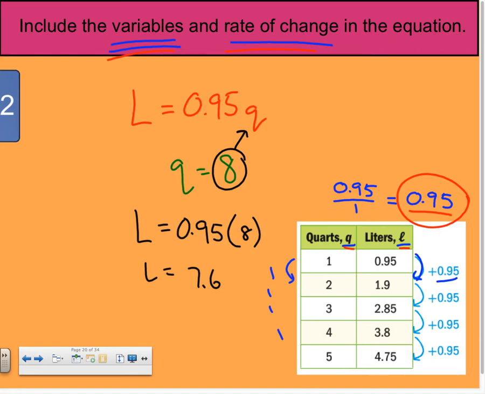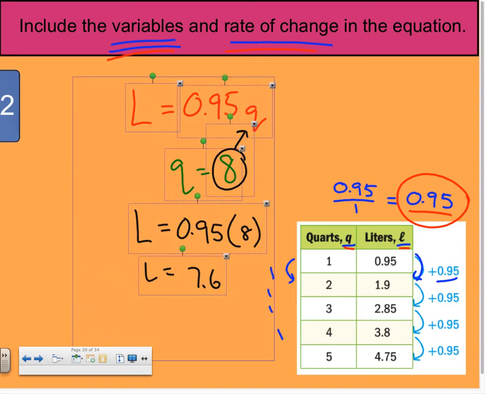So let's recap what we were able to do. We were able to take this table, identify the two variables, Q for quarts and L for liters. We were able to find the rate of change, otherwise known as the slope, or the change in y over change in x. We found out that that was 0.95, and we realized if I take the number of quarts and multiply by 0.95, I will get the number of liters. So I was able to put that into the equation, L equals 0.95 Q. And now that I have an equation, I can use any number of quarts to identify how many liters I have. Let's try one more example to make sure we're understanding this concept.